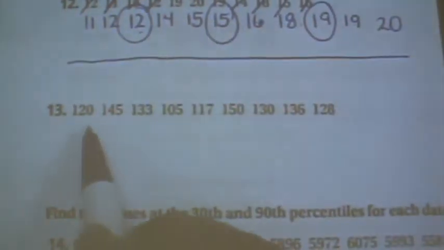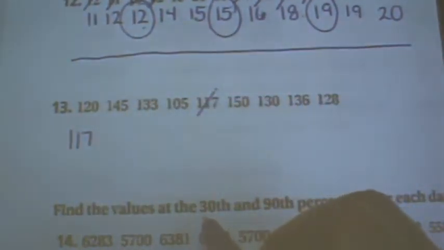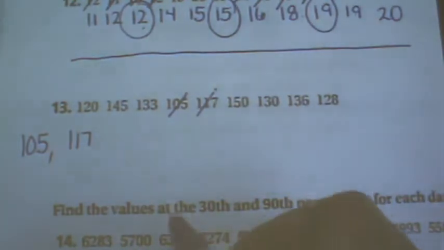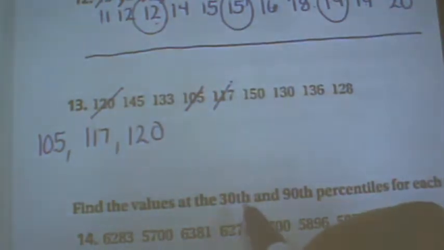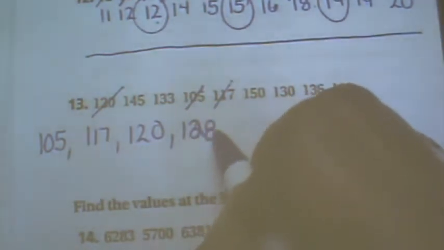So organize the data. What's the smallest number? 117. Then what? 105. Oh, it's 105, my bad. 105, then 117, then what? 120? Then 130. Where's 128? Up, 128, then 130.